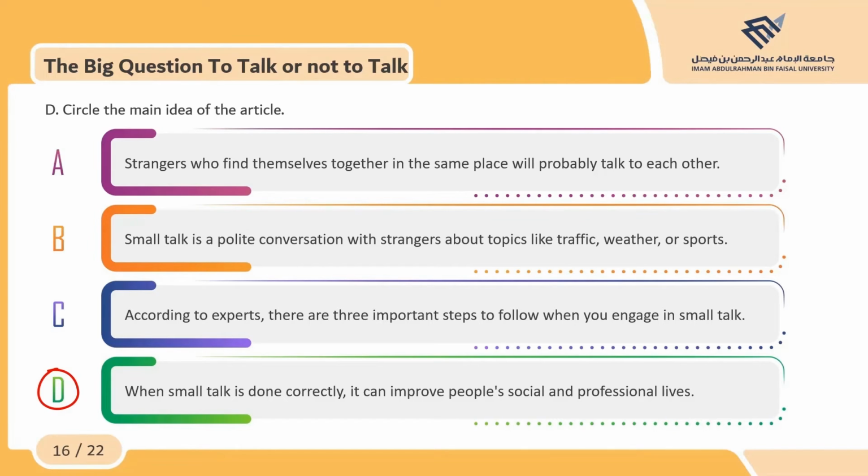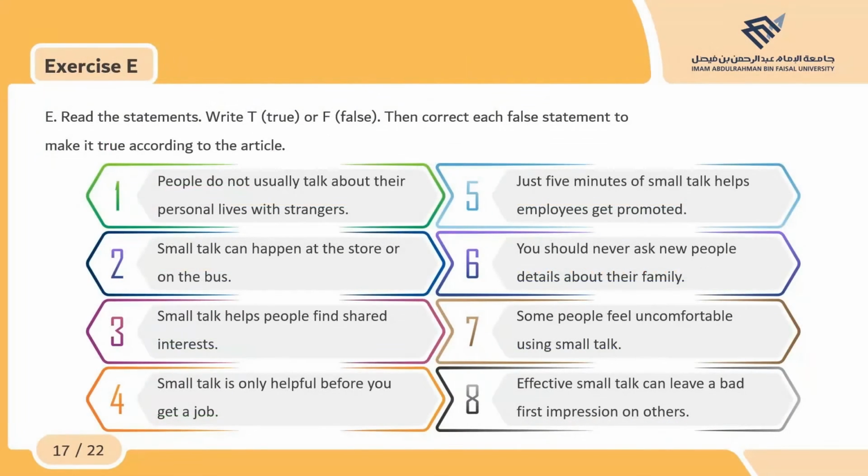However, D tells us when small talk is done correctly, it can improve people's social and personal lives. So it tells us that there are steps to conduct small talk correctly, and it tells us how it may improve people's personal and social life. And then the next exercise, which is true and false. It tells us to read the statements, write T or F, then correct each false statement to make it true according to the article.